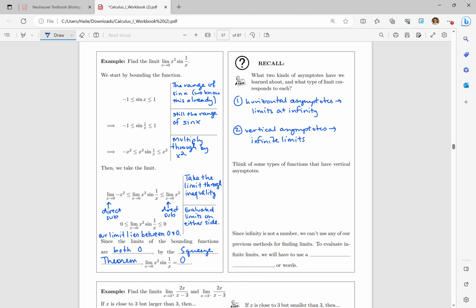Okay, so now let's think of some functions that actually have vertical asymptotes. Some that you should know: we have f of x is equal to 1 over x, and sometimes that's called a rational function.